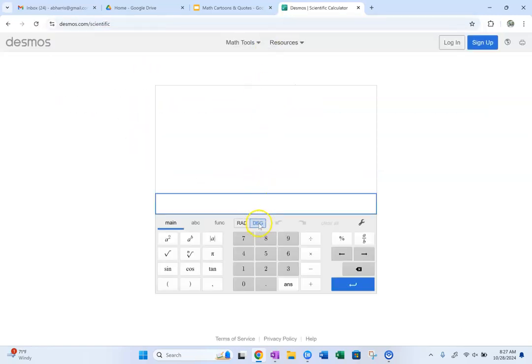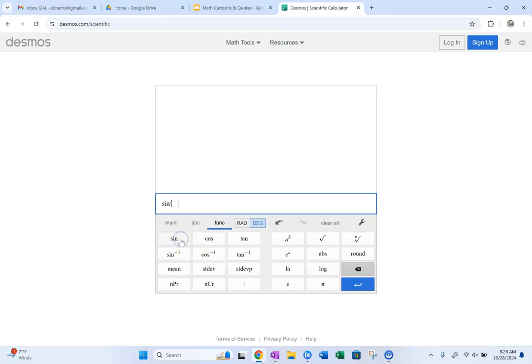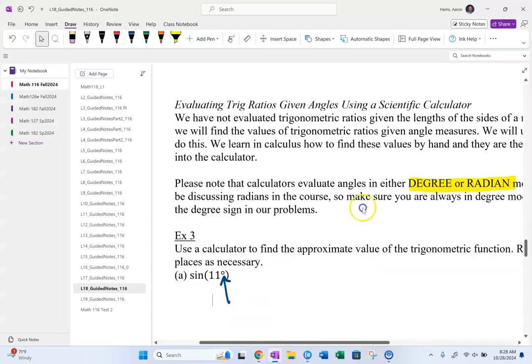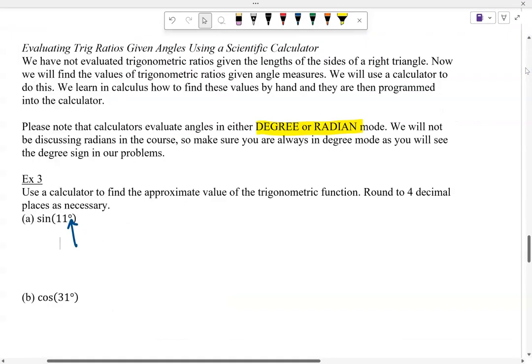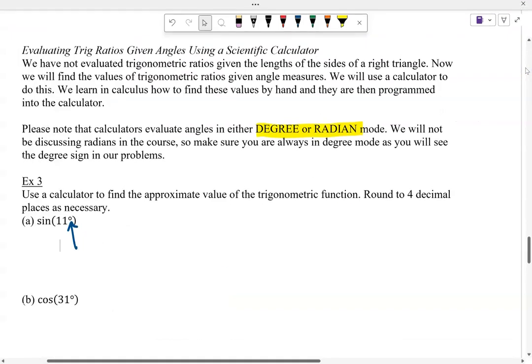See that degree right there? I want to make sure I click on that, make sure that's highlighted, and then you can click on function, you find the sine there. We're punching in sine of 11 degrees, and we get 0.1908, and so on. We can go ahead and punch that in, or enter our answer right here.